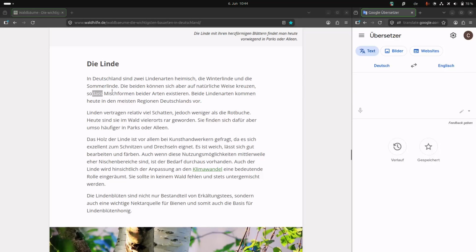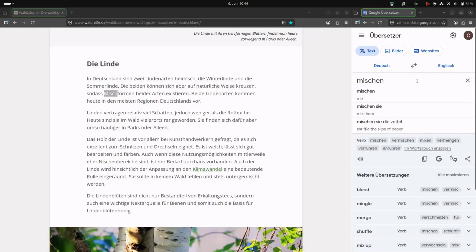So that, Mischformen, this derives from the word mischen, which should mean to mix, or to blend, mingle, merge, shuffle, mix up.